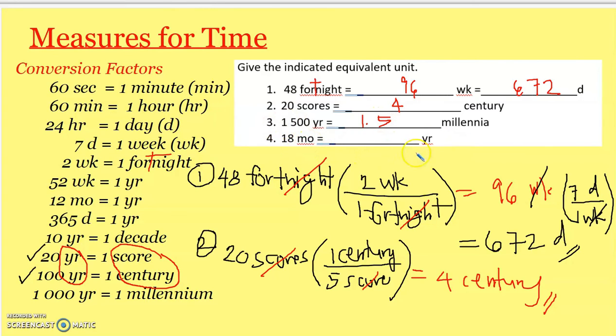Same thing here. A year has 12 months, 18 to. So may 6 pa na sobra. 6 is what part of 12? It's half. So we could write 1.5 or 1 1/2. Either of the two forms will do. Okay, so that's it for the time, and we proceed to the next one.